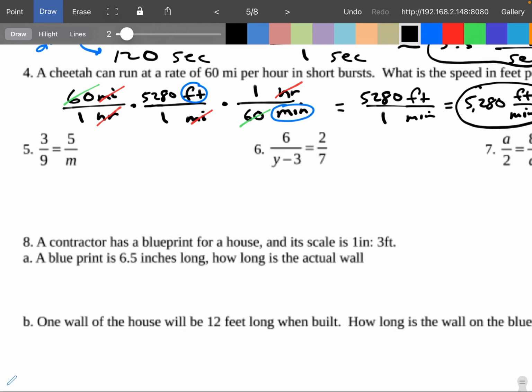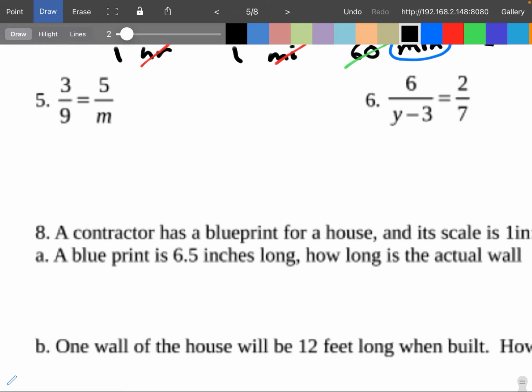All right. Let's get through the rest of these. So the next three, you guys ready? The next three are already set up. They're just proportions. We just got to solve them. So let's do these.